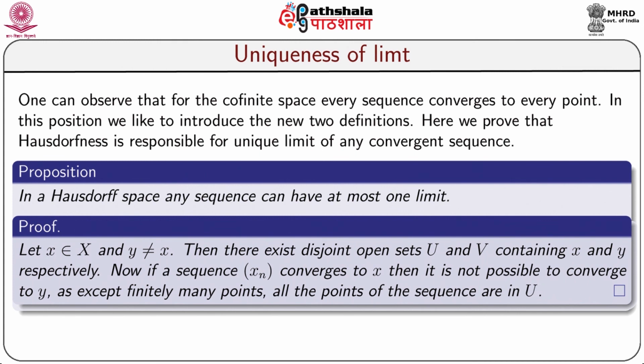So, we have seen that in the cofinite space a sequence converges to all points of the set, but this does not happen in a Hausdorff space, since in a Hausdorff space two different points can be strongly separated by disjoint open sets. So, a sequence can converge to at most one point, which you can see from the proof of the theorem. So, in this module we have basically defined topological spaces and given some examples of topological spaces. With this we finish the module.